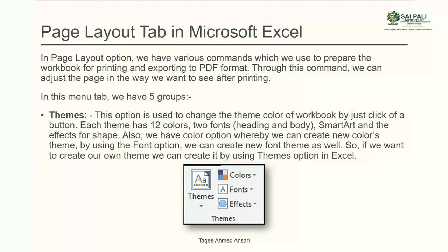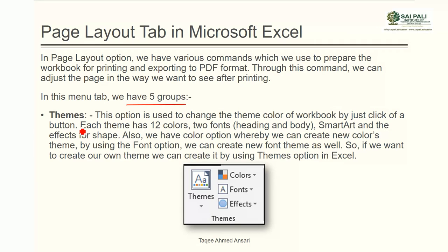Page Layout tab. In this tab we have various commands which we use to prepare the workbook for printing and exporting to PDF format. Through these commands we can adjust the page the way we want to see it after it is printed. So basically all the commands on this tab depend on how we want to see the page after printing it. In this tab we have 5 different groups.